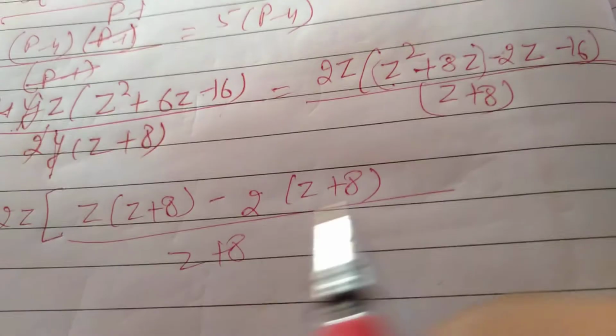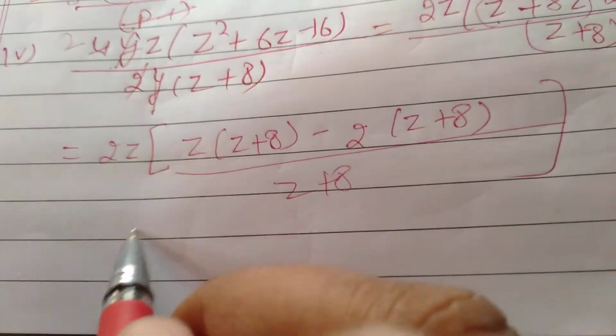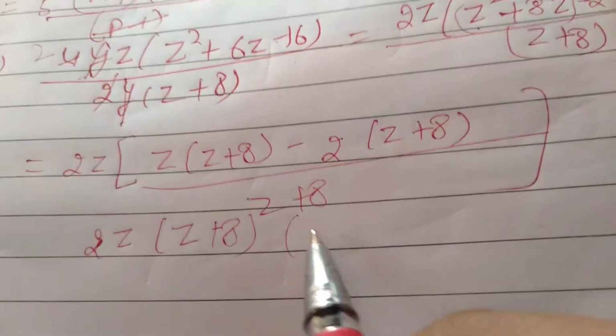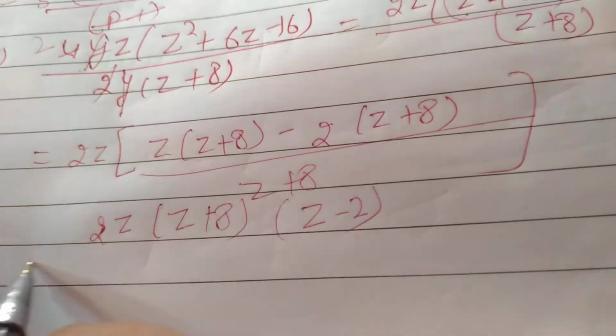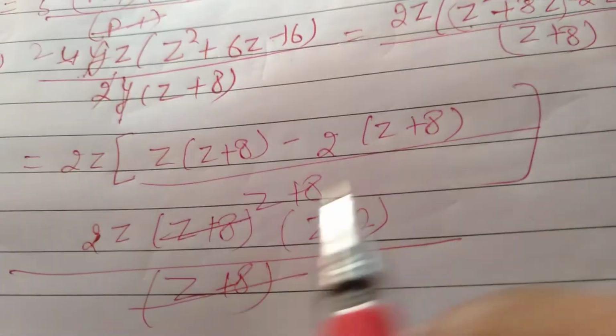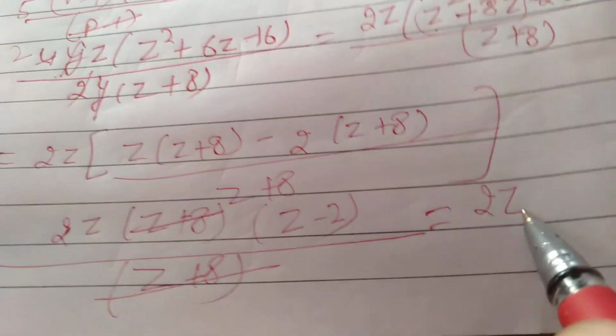Divide by z plus 8. So you can take here z plus 8 as the common and what will remain? z minus 2. So you can divide it by z plus 8, cut it, and you will get 2z into z minus 2. So this is the solution.